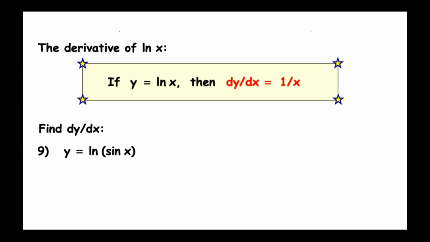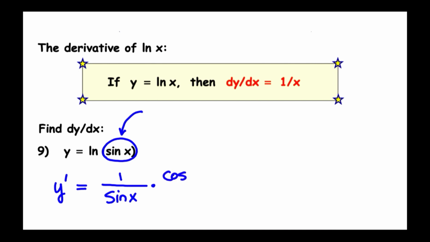Of course, if you want some real variety, let's throw some trig in there. Find dy dx. Well, your first step, of course, the derivative of natural log of anything is 1 over thing. So in this case, it's going to be 1 over sine of x, times the derivative of said thing, the derivative of the argument. The derivative of sine of x, of course, is cosine of x. And the answer is cosine of x over sine of x, also known as cotangent of x.